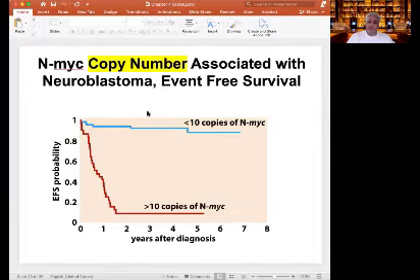So graphs like this, or charts like this, are going to be very important throughout the book in comparing the outcome under different circumstances.